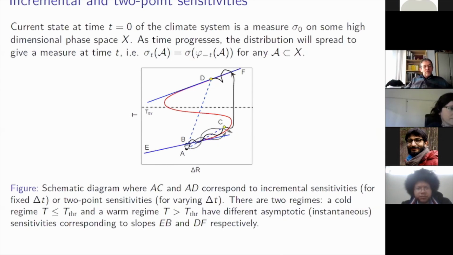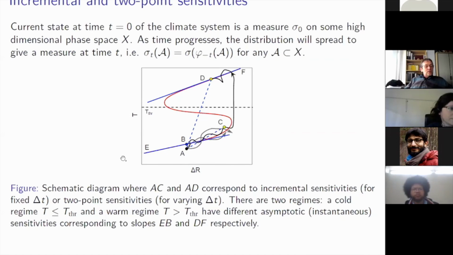But let's think of this not in terms of the energy balance model. Let's think of this in terms of the projection of the high dimensional climate system onto this set of observations. So if we consider A is the projection of the initial climate state, and we evolve these forwards in time, then they will follow these various grey and black lines. So A could end up being at C. If it passed through a tipping point, we could end up maybe at D, and so on.